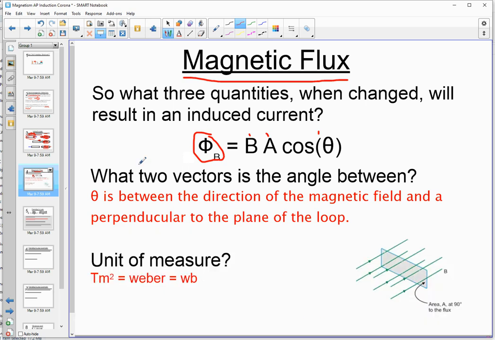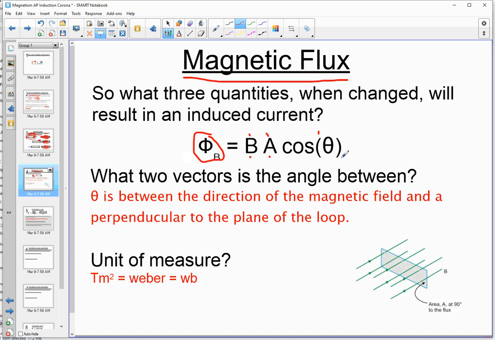let's just go ahead and reveal the rest. It's three quantities multiplied together: magnetic field strength, which is of course measured in Tesla, the area of the coil, so this would be a rectangle down here in the lower right, you would find its area in square meters, and cosine of theta.